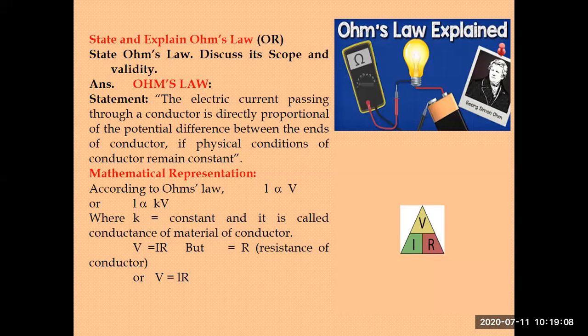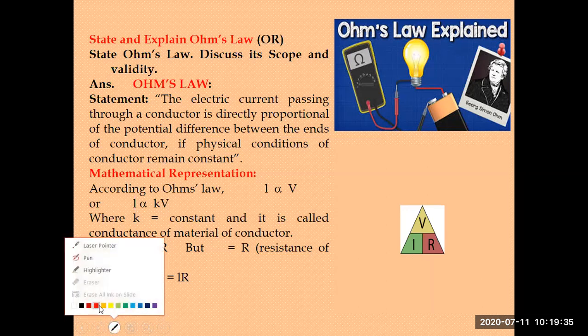So here we start. Explain and state Ohm's law, and discuss its scope and validity. This is the statement of Ohm's law: electric current passing through a conductor is directly proportional to the potential difference between the ends of the conductor if the physical condition of the conductor remains constant.